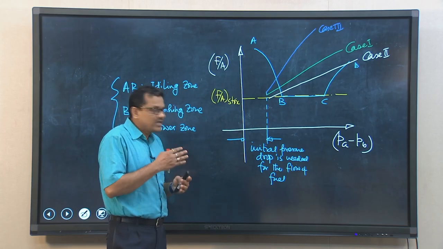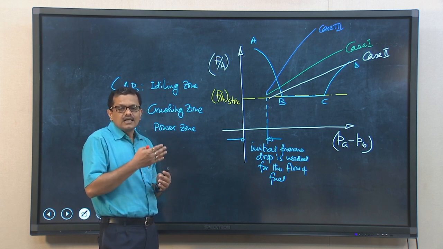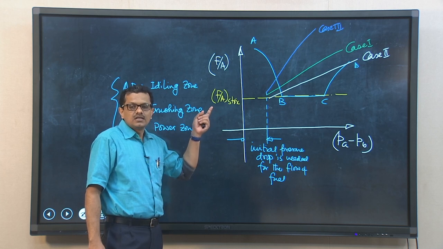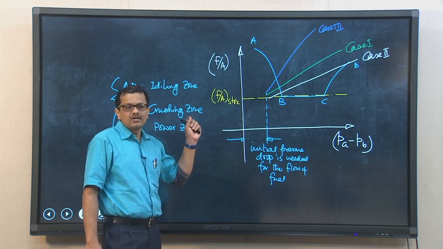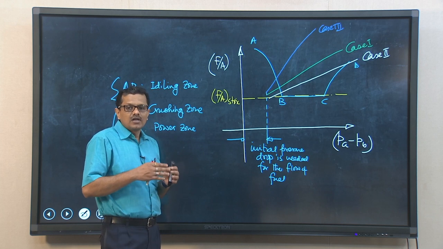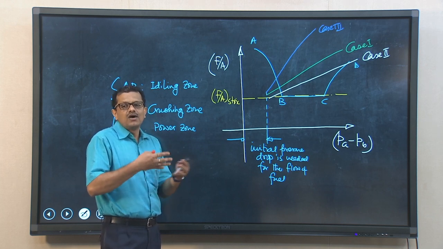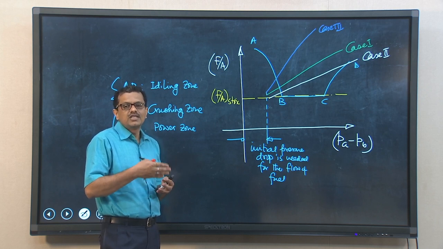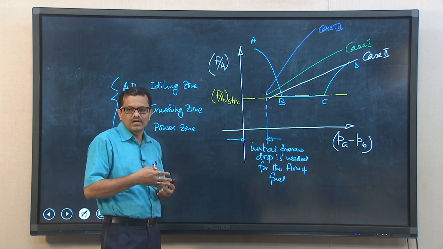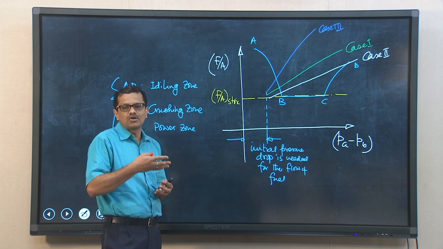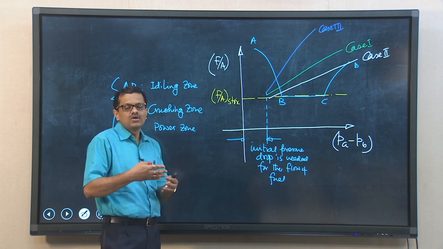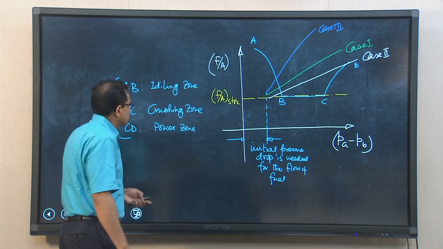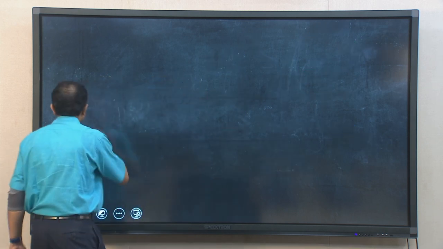So, that means we can see there are a few limitations of the simple float type carburetor, and now we need to list down the several drawbacks associated with the operation of a simple float type carburetor, and if we need to overcome those drawbacks, we need to modify the design of the simple carburetor. So, now we shall discuss the limitations.